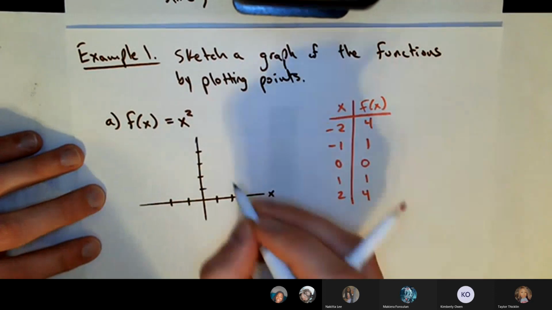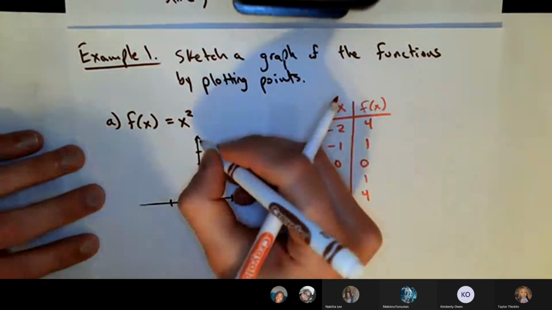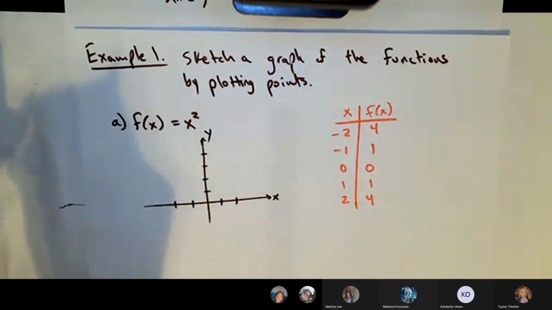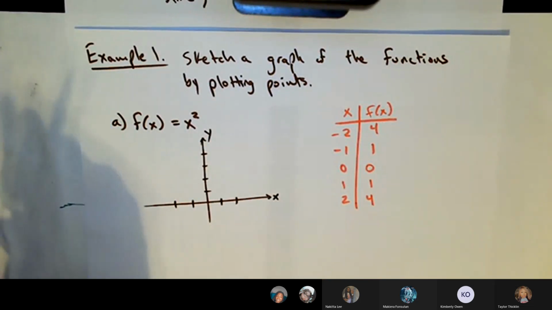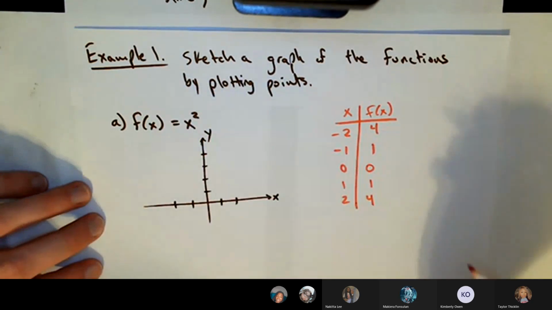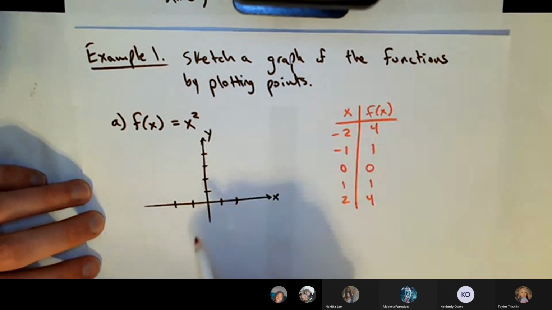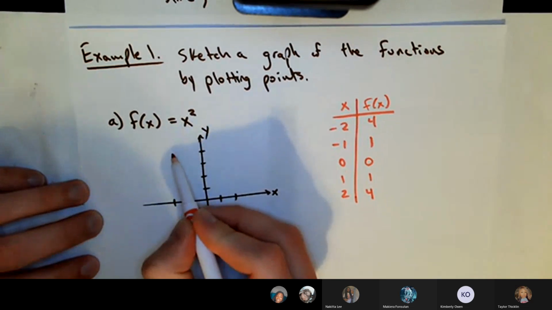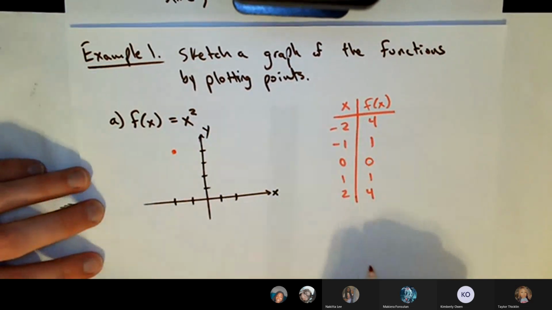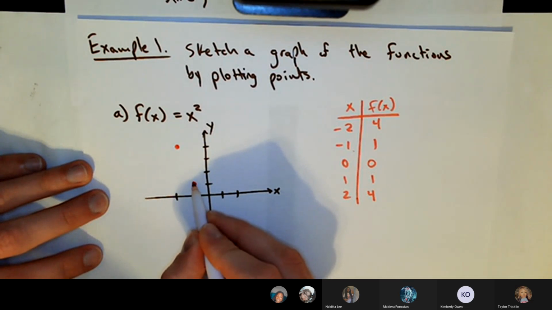So if I call this x and this, I can, yeah, I'll just call it y. I could call it f of x or whatever I wanted to call it. We'll call it x and y. If I graph these points, let's see, -2, 4. So -2 is here, 4 is up here, right? Got to know how to graph points. -1, 1, -1 is here, and then 1 is there.